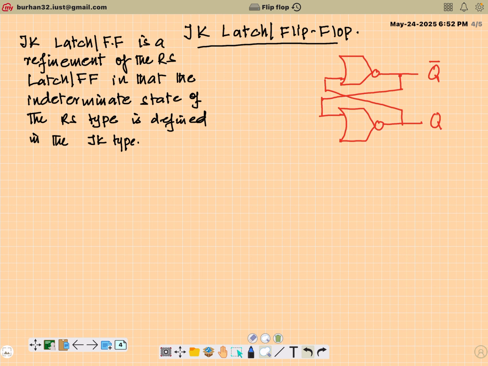Anyways, today we'll be discussing a JK latch or a flip-flop. Like I said, functionality is the same. They both store bits. It's just the manner they react to the clock.